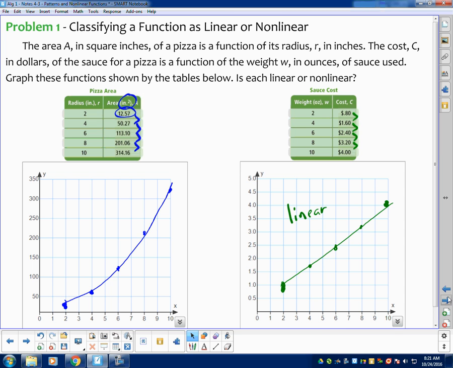And this one we won't worry about what type of graph it is. We'll call it nonlinear. Alright, so that's an example of a linear graph and a nonlinear graph.